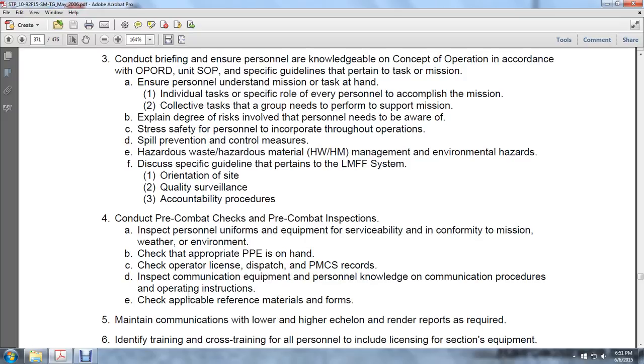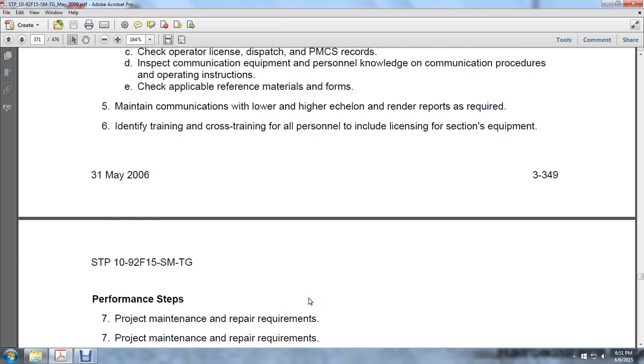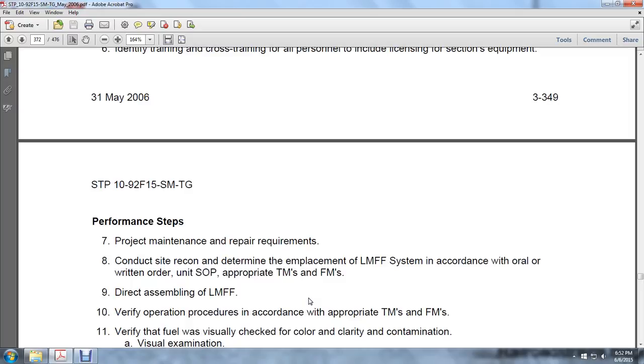Maintain communications with lower and higher echelon, and render reports as required. Identify training and cross-training for all personnel, to include licensing for the section equipment. 7. Project maintenance and repair requirements. Conduct site recon, determine placement of the load modular fuel farm system in accordance with the oral or written order, standing authorization procedure, or appropriate technical or field manuals.